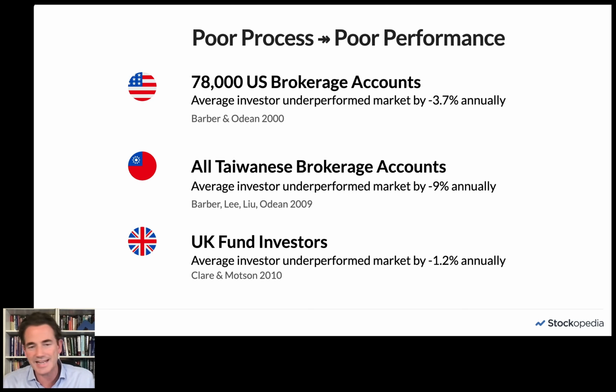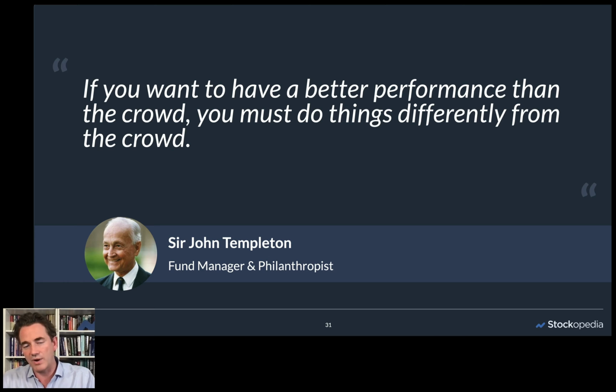If you look at the studies of American brokerage accounts, UK, Taiwanese, Canadian, Swedish, there are so many studies out there, and they show this general tendency of individual investors to underperform. It all comes down to the same key themes: picking the wrong stocks, under-diversifying, and so on and so forth. Because we all make the mistakes in the same way, if you want to get better performance than the crowd, you've got to do things differently.